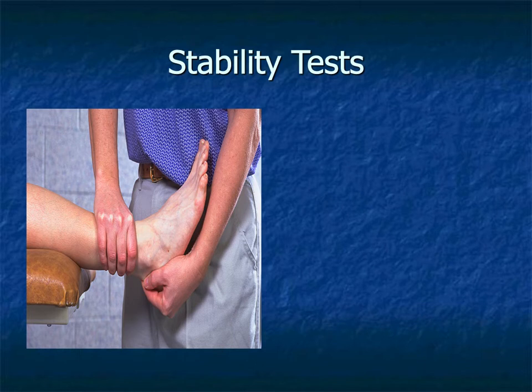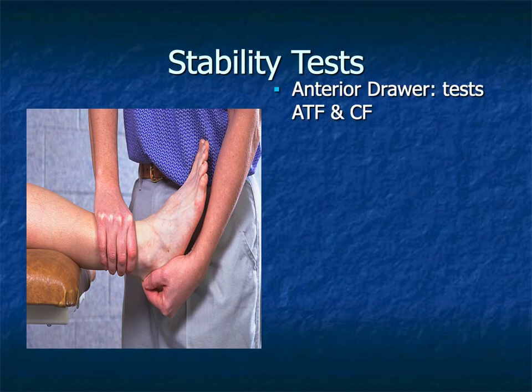Next one is stability tests. These are special tests or stress tests. There's all different names for the same thing. If you want to see how these are actually done, search YouTube and they'll have various videos for these. We've talked about this in the lectures too. So we have the anterior drawer test, and it's for the ATFL and the CFL.